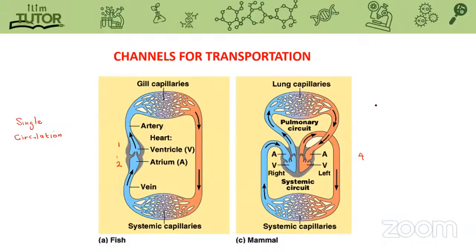In mammals, what we have is double circulation. And the reason why we use the terminology double circulation is simply because the blood passes through the heart twice to complete a circuit. We can easily see that we have a left side and a right side. So we'll talk more about this as time goes on.